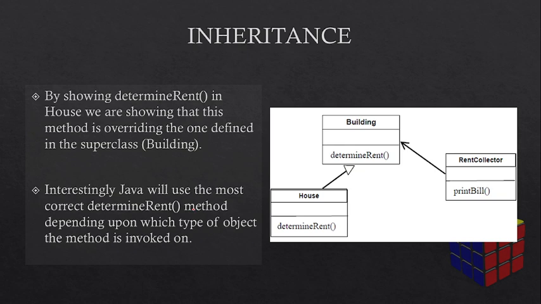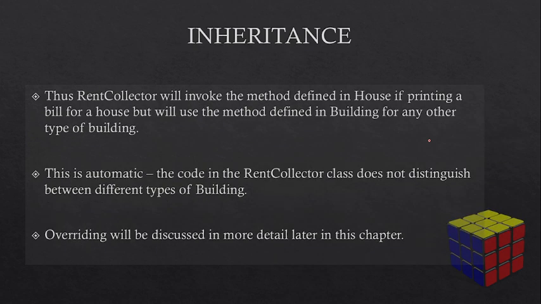So by showing the determine rent in the house class, we are showing that this method is overriding the one defined in the superclass. So although it has the same name, inherited by house from the building, it will have a different behavior. So here, rent collector will invoke the method defined in the house if printing a bill for the house, but will use the method defined in the building for any other type of building. Okay. So the code in the rent collector does not distinguish between different types of building.